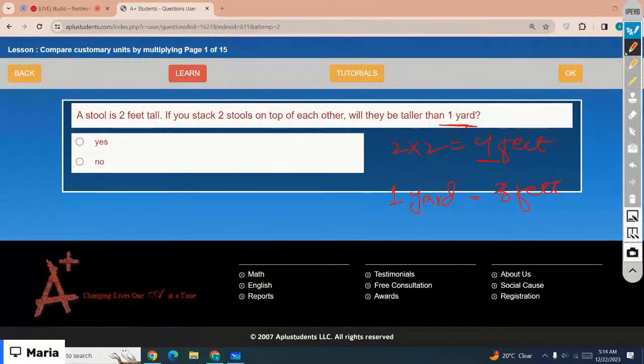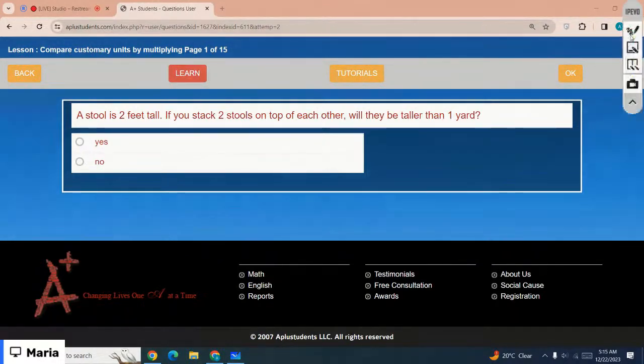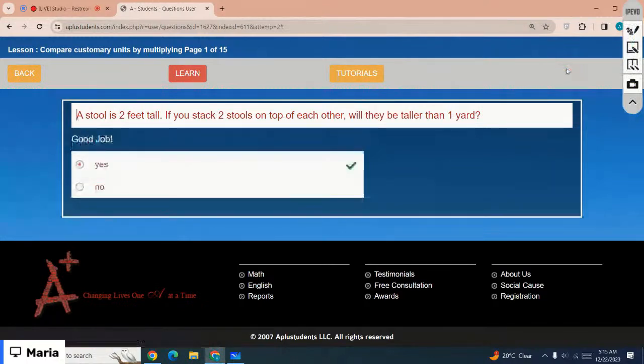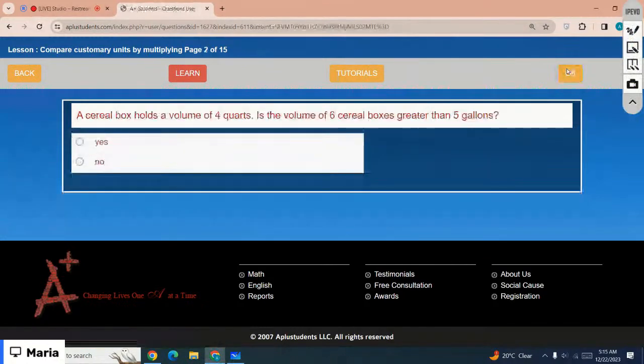That means if you stack two stools on top of each other, will they be taller than 1 yard? Yes, they will be taller than 1 yard, right? Because 1 yard equals 3 feet and the height of the two stools is 4 feet. So obviously they are greater. The correct option is yes. A cereal box holds a volume of 4 quarts. Is the volume of 6 cereal boxes greater than 5 gallons?